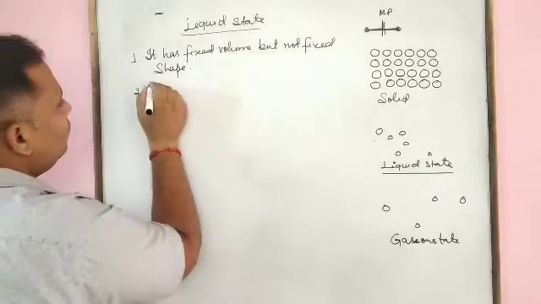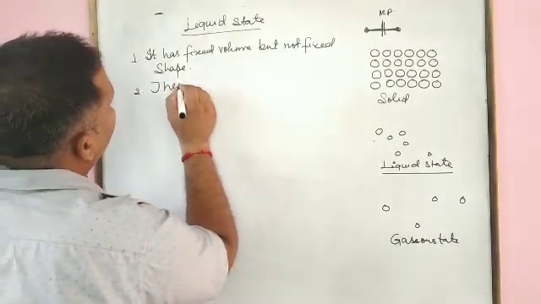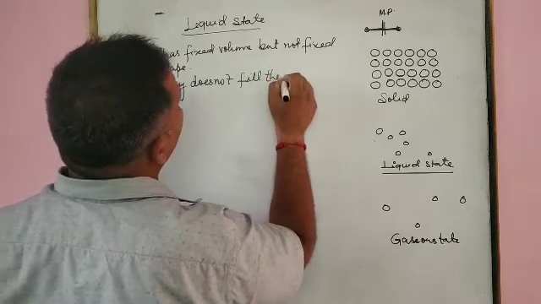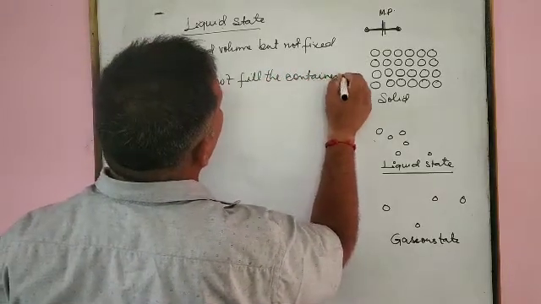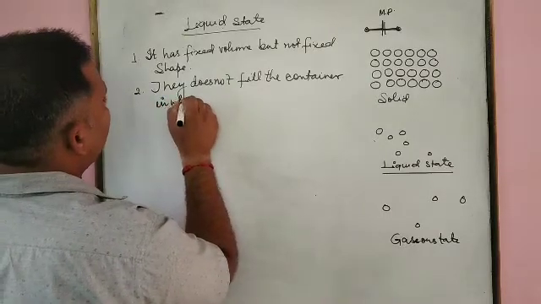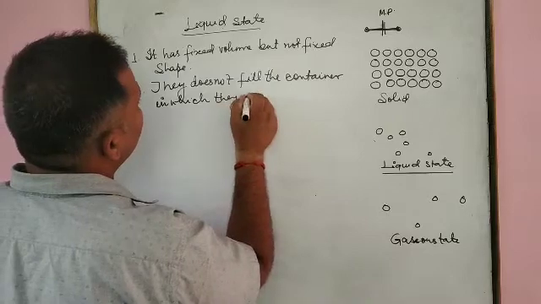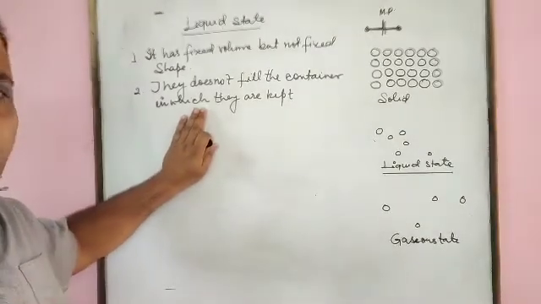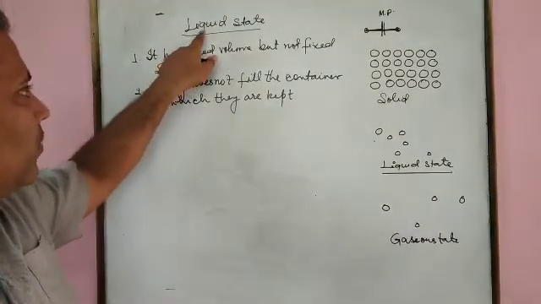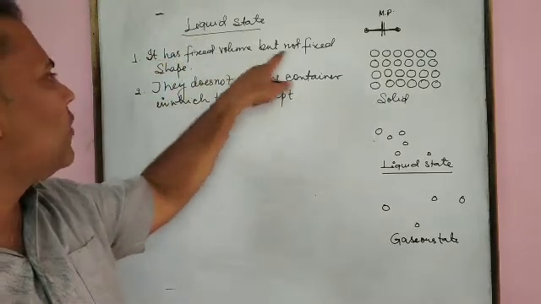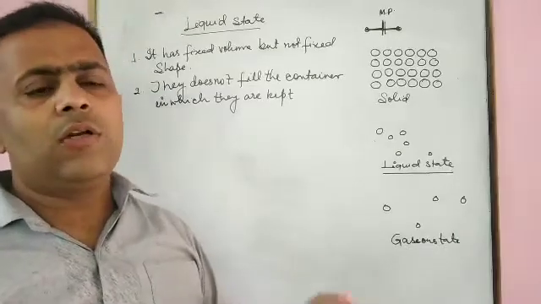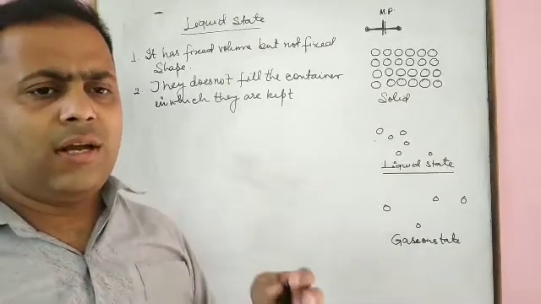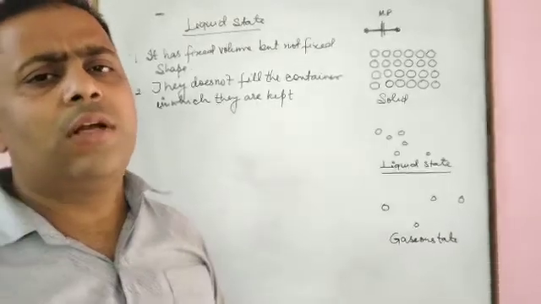Next, they do not fill the container in which they are kept. This also states that they have fixed volume because of appreciable force of attraction. We know the liquid has fixed volume but not fixed shape. It means when we pour a liquid into a conical flask or a cylindrical beaker, its shape changes and it takes the shape of the container in which it is kept.